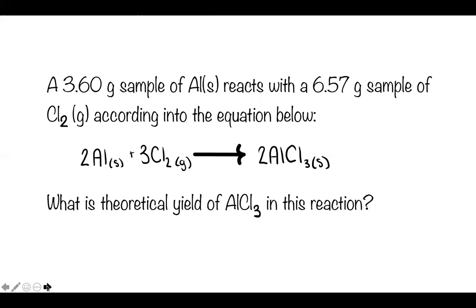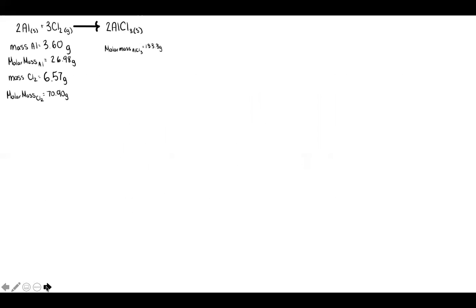Okay. To solve this problem, we incorporate our knowledge of limiting and excess reactants and figure out which reactant is which. This is the problem we are given, and these are the known values that we have for this reaction. To start off, we will convert the masses we were given in the problem into moles using their molar mass quantities.